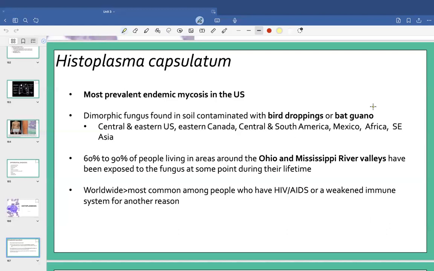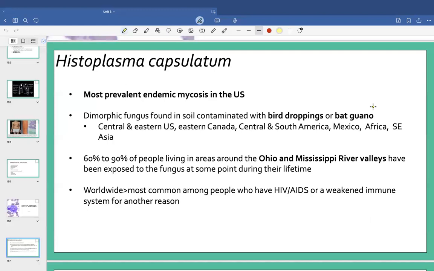They believe 60 to 90% of people living in areas around the Ohio and Mississippi River Valley, as well as the Missouri River Valley, I didn't add that one in there, have been exposed to the fungus at some point during their lifetime. So I grew up in Kentucky, born and raised, went to school there, and grew up in the Ohio River Valley. So I may have been exposed to Histoplasma capsulatum at some point in my life. But most people that live in those areas have been exposed. Worldwide, it's common among HIV patients or those with a weak immune system.